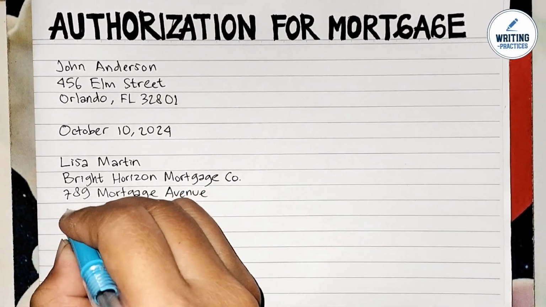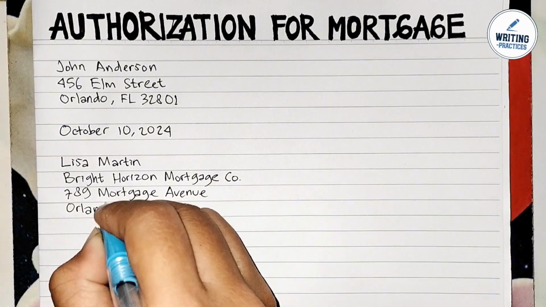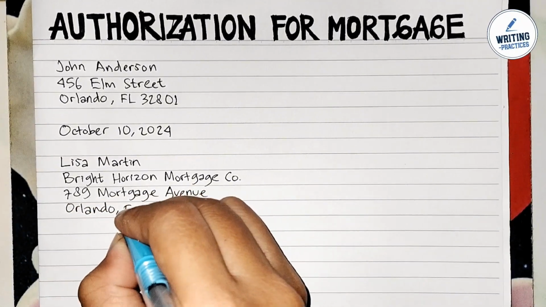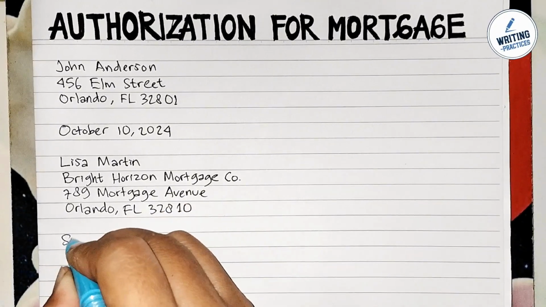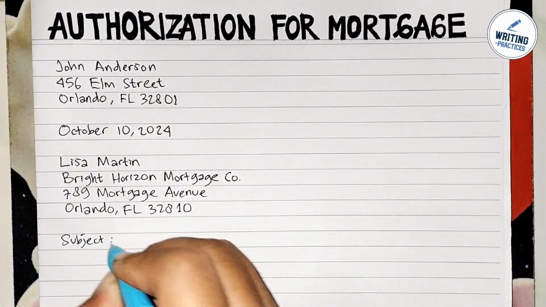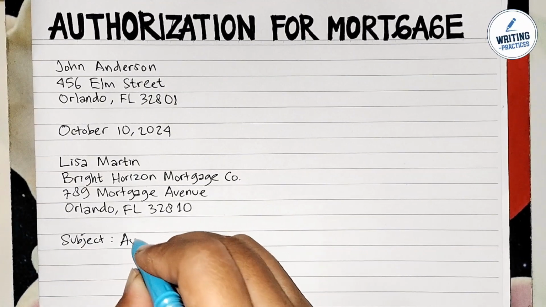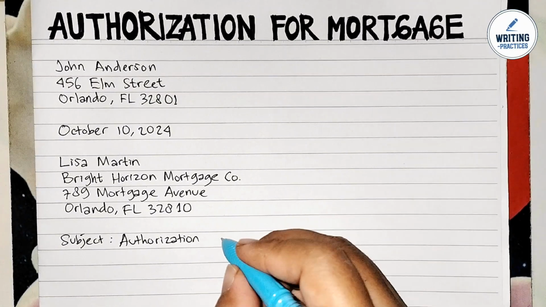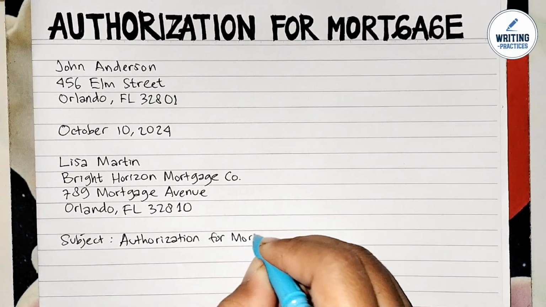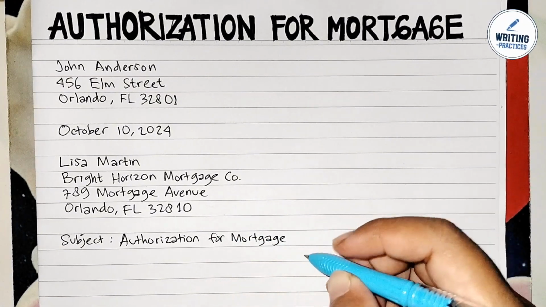After that, write the information about the recipient. You need to write their full name. And then, write the name of the company or institution. In this case is Bright Horizon Mortgage Co. Under it, write the address of the organization or company. Yes, you need to mention the number, street name, city, state, and zip code.